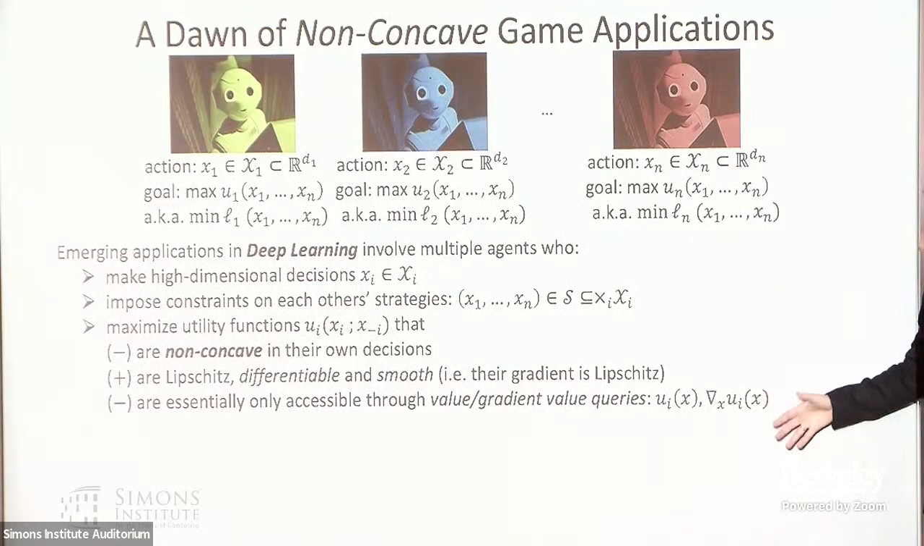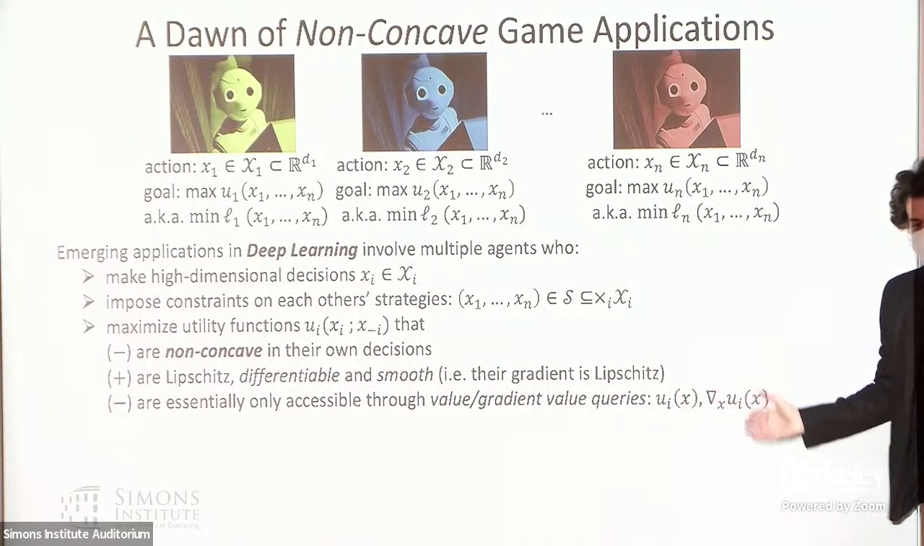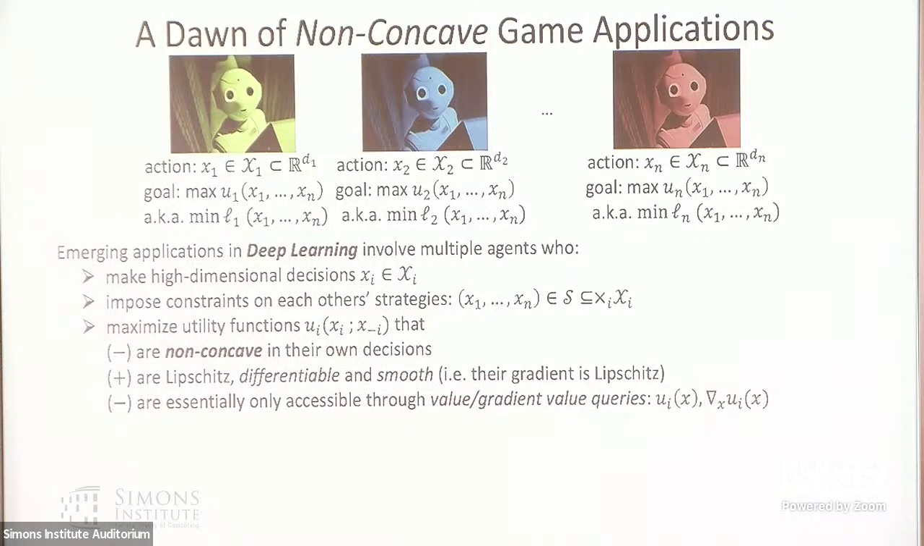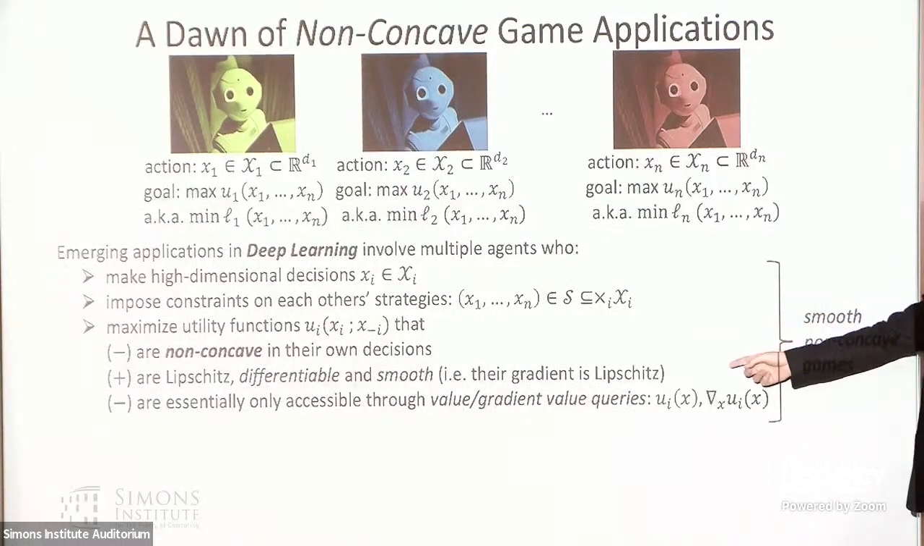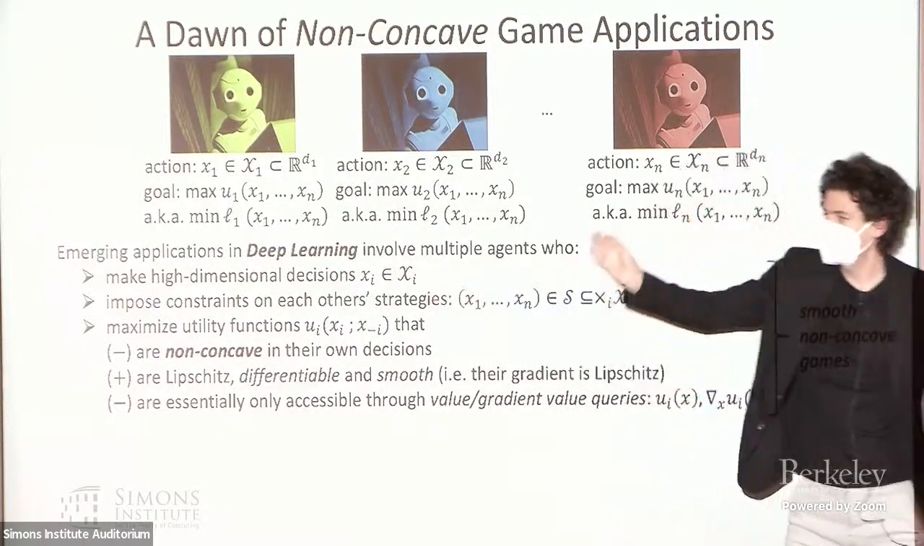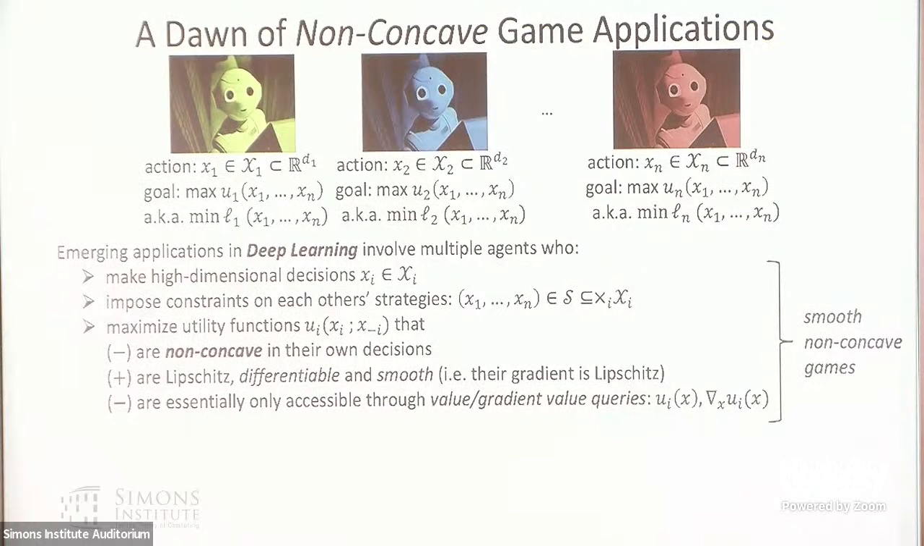Okay, so we can think of it as having access to first order information. If you try harder, maybe second order and so on and so forth. I'm going to be calling these types of games smooth, non-concave, continuous games. Okay, so they are non-concave because the utilities are non-concave in one's own actions. They're smooth because the utilities are at least smooth. They're continuous because the decisions are continuous. They're typically high dimensional as well.